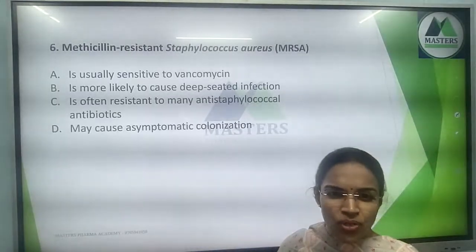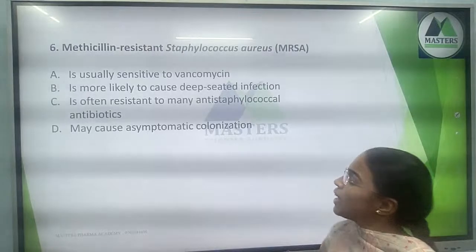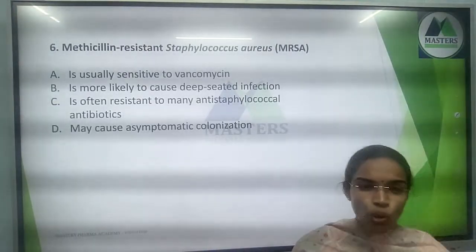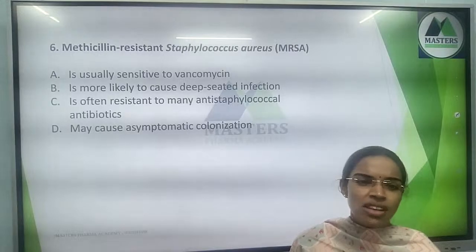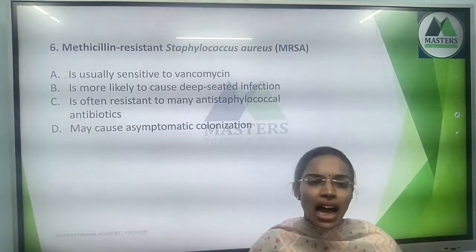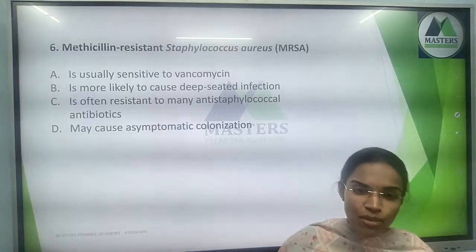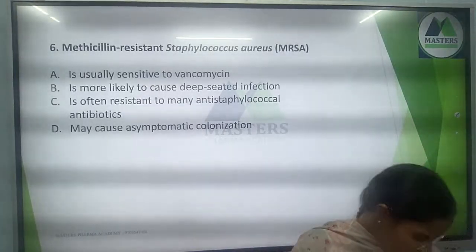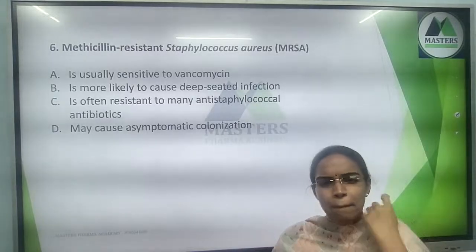Okay. And the options are: option A, it is usually sensitive to vancomycin. Option B, it is more likely to cause deep-seated infections. Option C, it is often resistant to many staphylococcal antibiotics. And option D, it may cause asymptomatic colonization. What is the right answer?